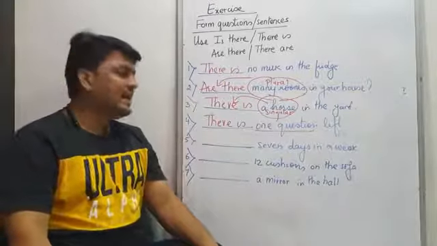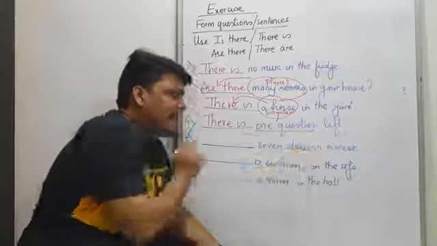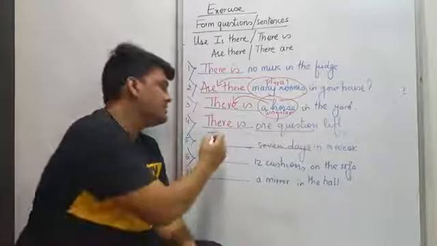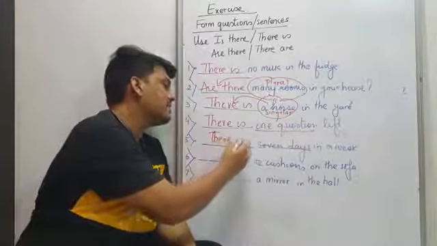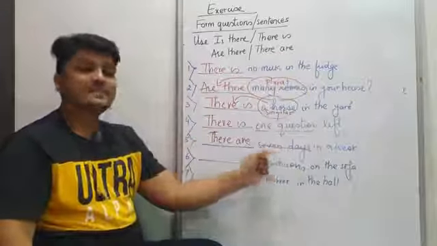Okay, let's move on to 7. Dash 7 days in a week. So you can see here 7 days is a noun. And this is plural. So I'll use there are. There are 7 days in a week. 7 days is in plural.